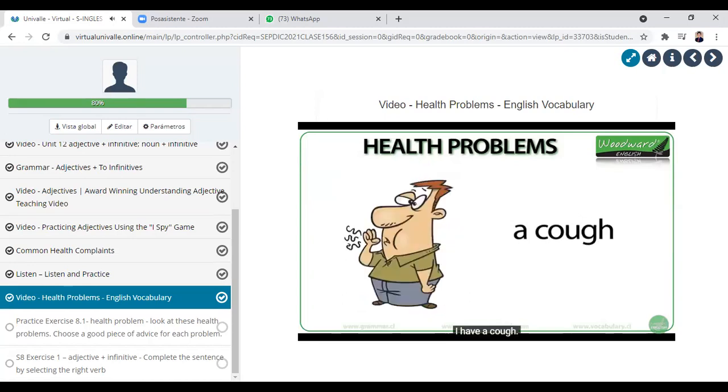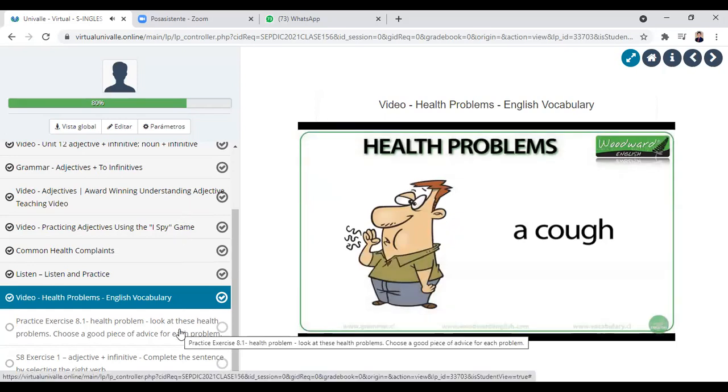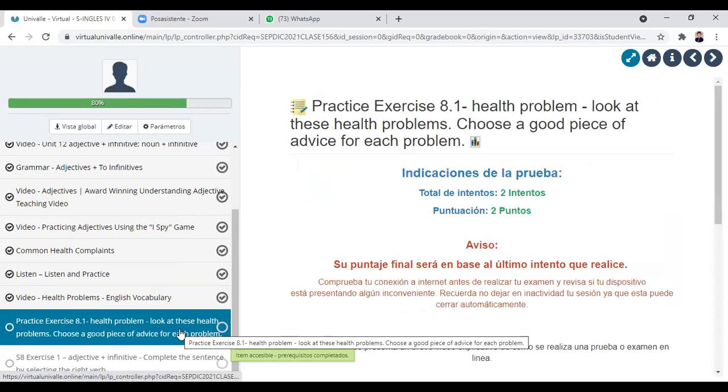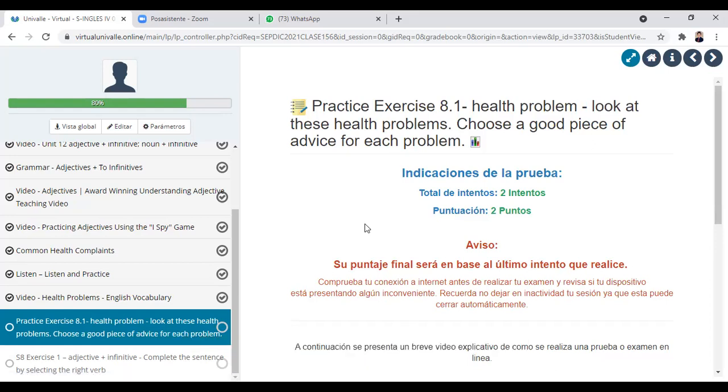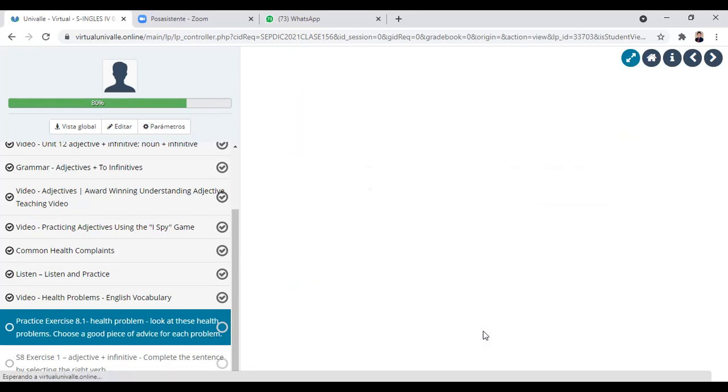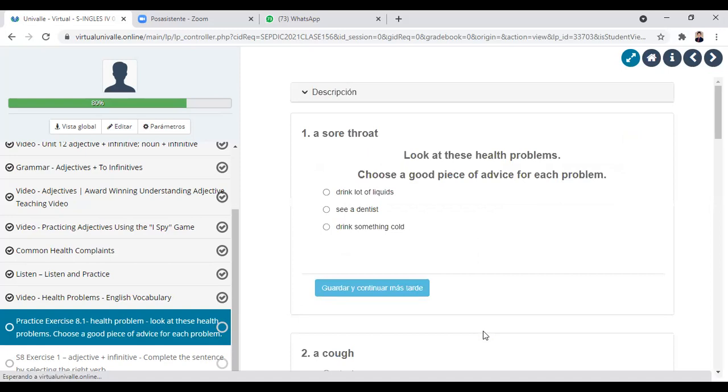Cough. A cough. Okay, at the end of this unit, you're going to have two types of exercise. The very first one is a practice exercise, and the second one is an evaluated exercise. So we're going to try to cover the practice exercise on health problems. Look at this health problem, choose a good piece of advice for each problem. We're going to get started and we are going to provide an answer.